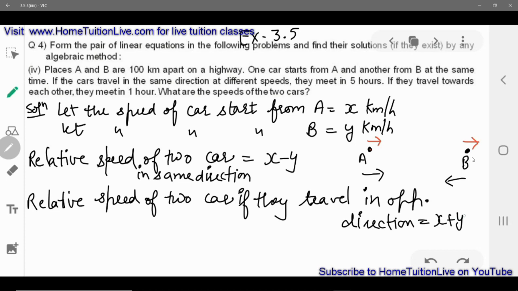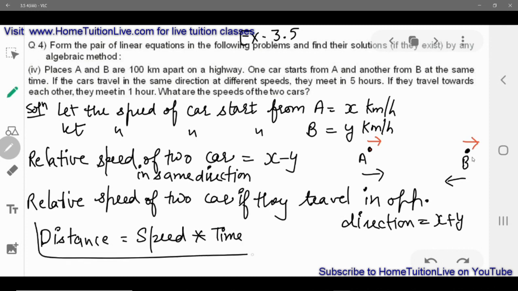Okay, so for solving this, we also know the formula of motion: distance is equal to speed into time. We should know this, that distance is equal to speed into time. So now we will solve according to the question. We are given that one car starts from point A and another car from B at the same time. If they travel in the same direction at different speeds, they meet in 5 hours.